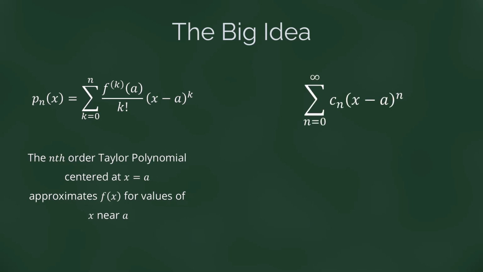Recall also the idea of a power series, the sum from n equals 0 to infinity of c sub n times x minus a to the n, where c sub n are the coefficients and a is the center of the power series. We've seen that we can use power series like these to rewrite functions. F of x equals 1 over 1 minus x is a good example.